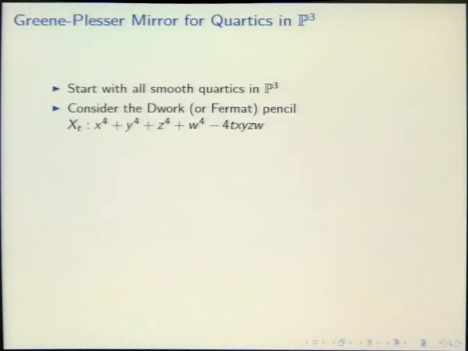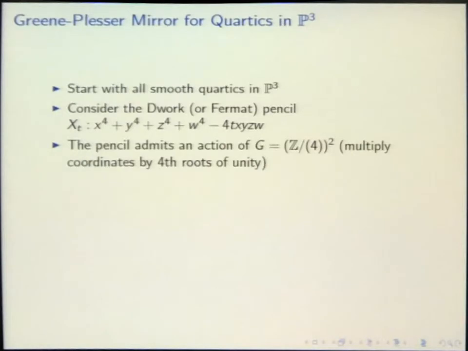And then within that family, we can take this family, which is generically smooth. It's known as the Dwork pencil or the Fermat pencil, depending on what kind of mathematics you do. I think the more number theory you do, the more you want to associate Dwork's name with this family. And here, this family has lots of symmetry.